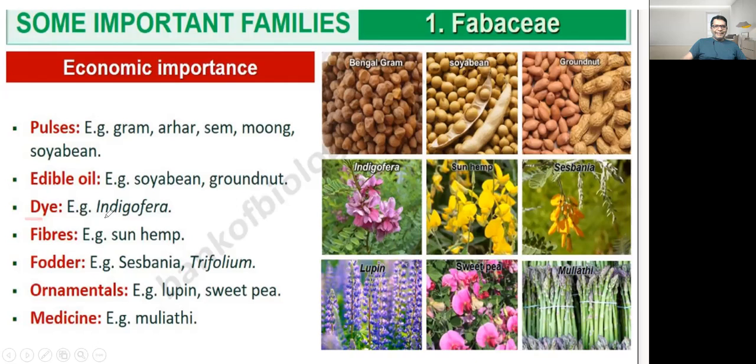Some plants give us indigo, like Indigofera. This is Indigofera. Then fibers, sunhemp. This is a sunhemp plant. Then fodders, Sesbania, Trifolium. Fodder means plants which are grown for animals. This is Sesbania, and the second one is Trifolium.